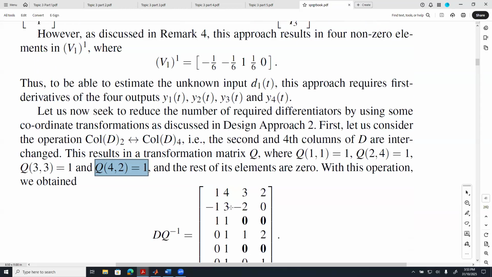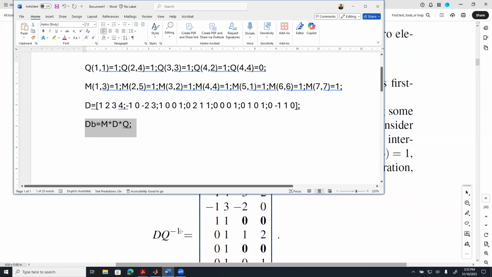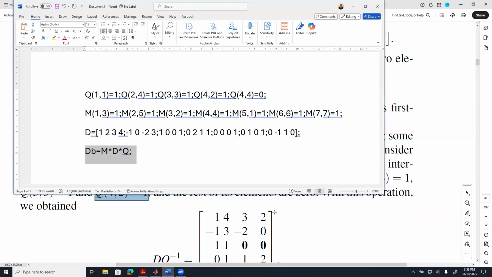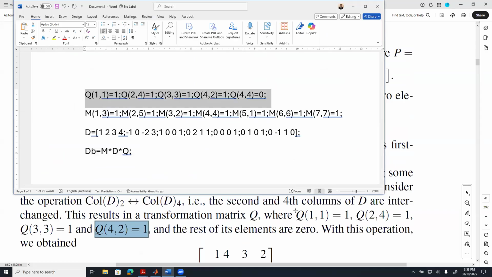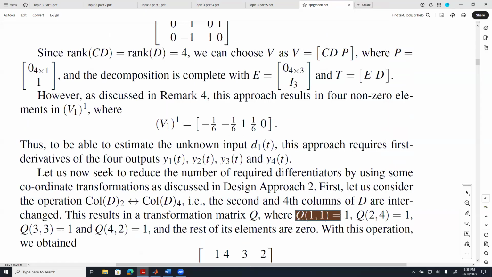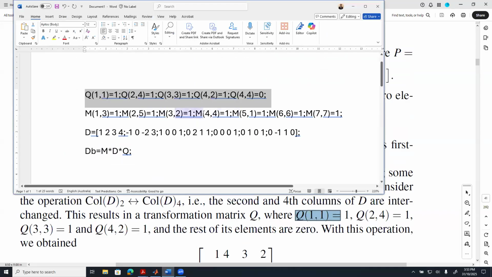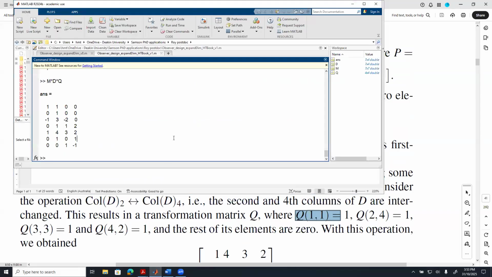All right, so what does it mean? Have a look at the following matrix Q, which is basically what is explained in here. So we got this matrix Q. Let's copy that and paste that into MATLAB. So we have the following Q matrix. That basically is telling us that column 2 becomes column 4, column 4 becomes column 2.